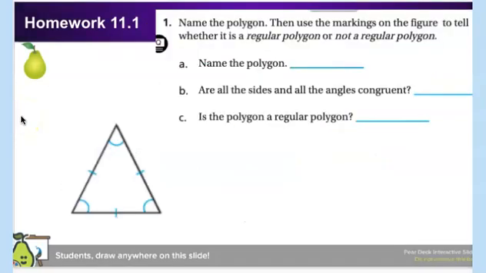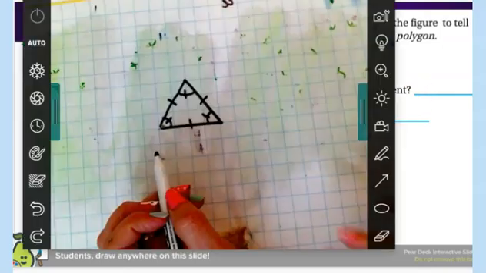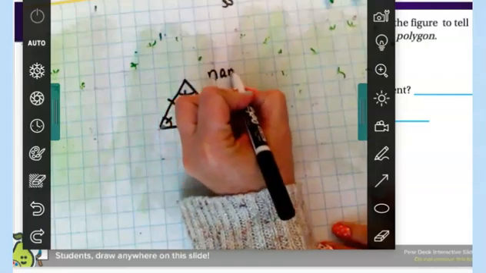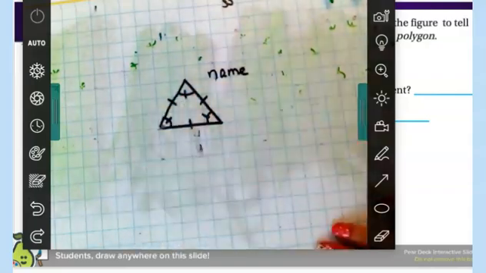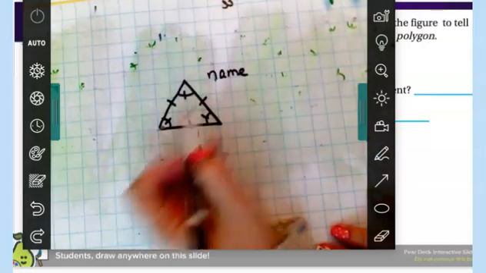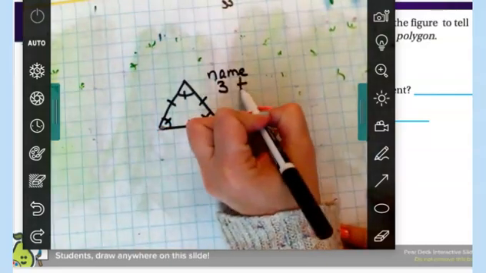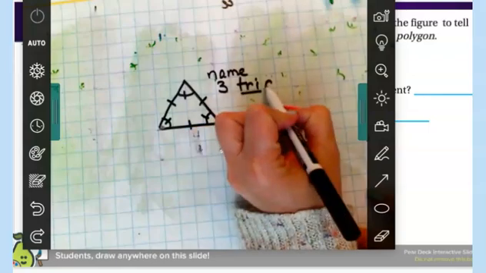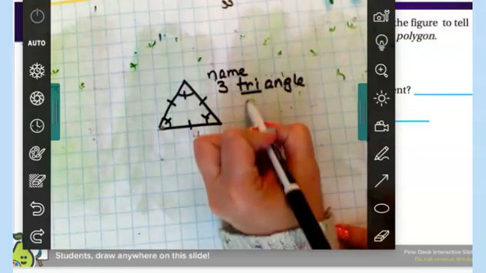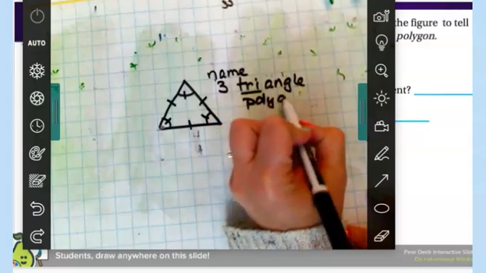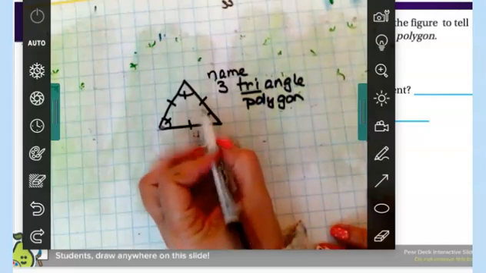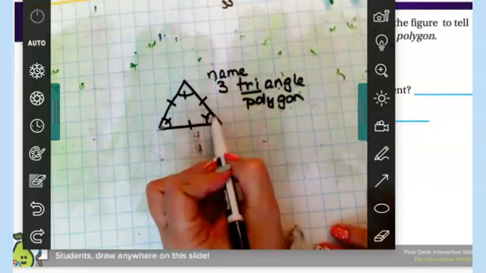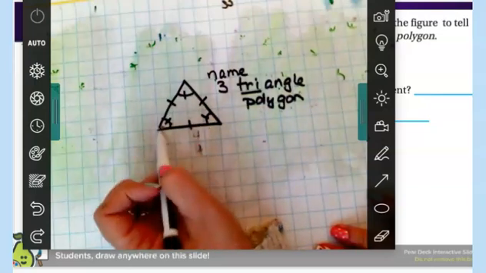Name this polygon and use the markings on the figure to tell whether it's regular or not regular. Give it a go. Let's take a look. You should have your entries here, and let's see what we come up with. What's the name of this polygon? Well, remember the name is reflected in the angles, and I noticed there are 1, 2, 3 angles. So what is that root word for 3? Tri. So this is a triangle polygon. All right, and I know it's a polygon again because it's a closed shape, and I know it's a triangle polygon because it has 3 angles and 3 sides.